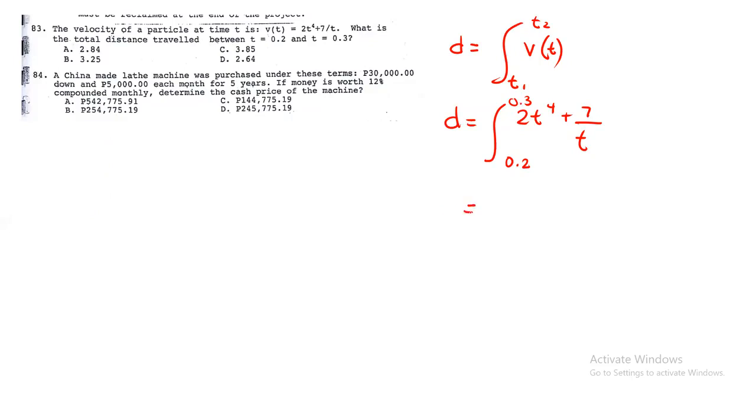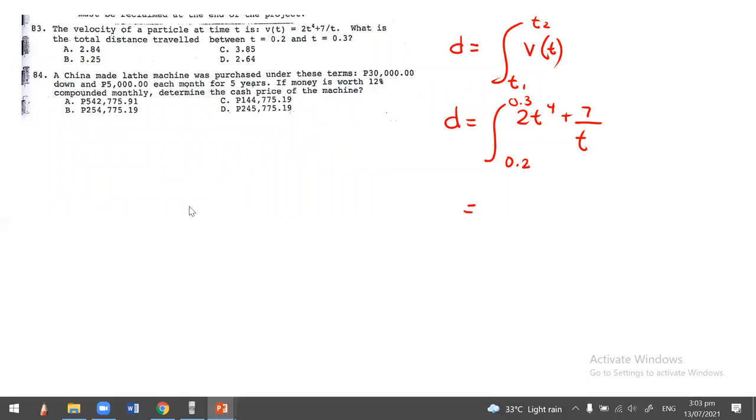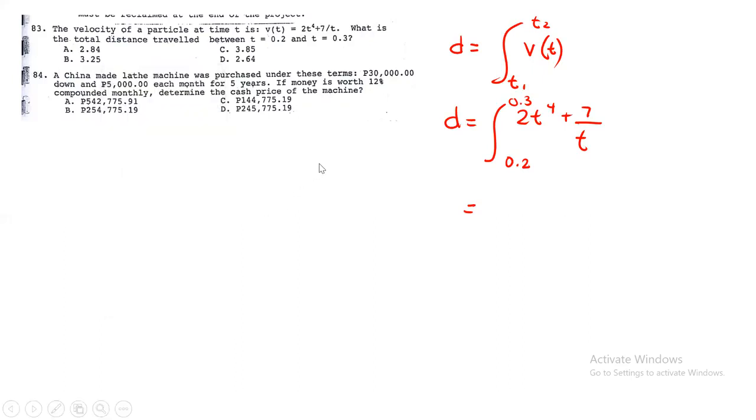So, syempre ilan? So, integration ng 0.2 to 0.3 ng 2x raised to 4 plus 7 over x. So, 2.84. Easy. The answer is letter A.